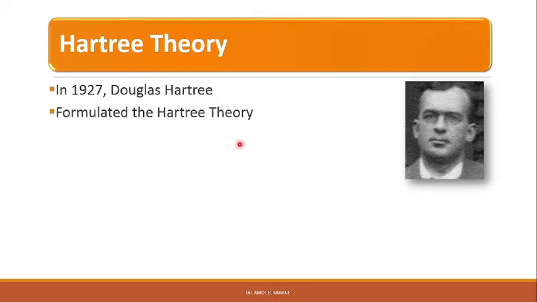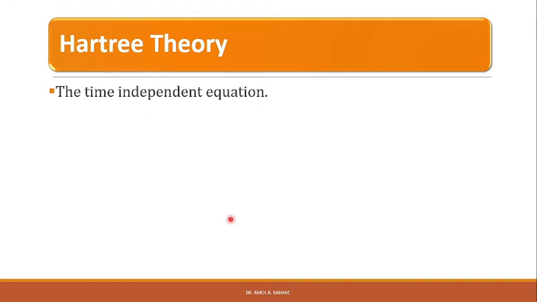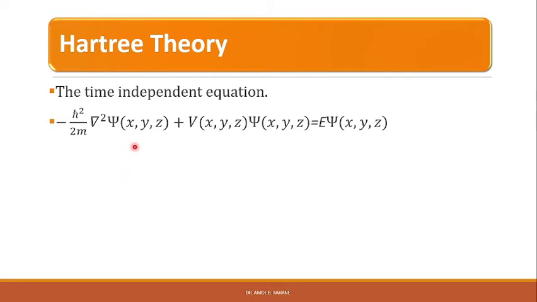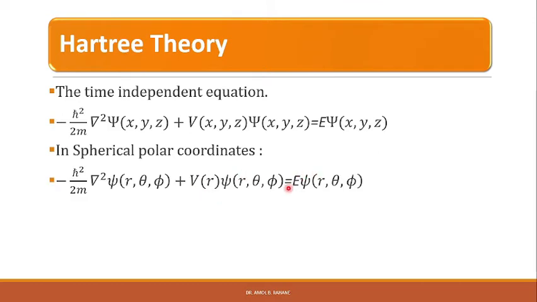It involves solving the time-independent Schrödinger equation for a system of Z electrons moving independently in the atom. The time-independent Schrödinger equation is: minus ħ squared upon 2m del squared psi of x, y, z plus V of x, y, z into psi of x, y, z is equal to E psi of x, y, z. In spherical coordinates, we can write x, y, z as r, theta and phi.